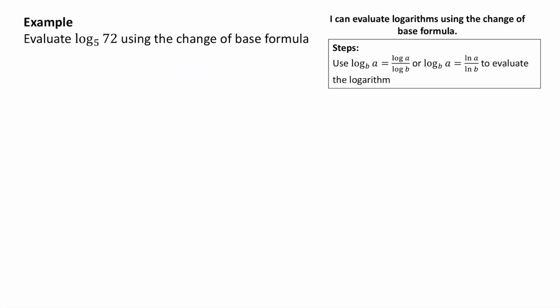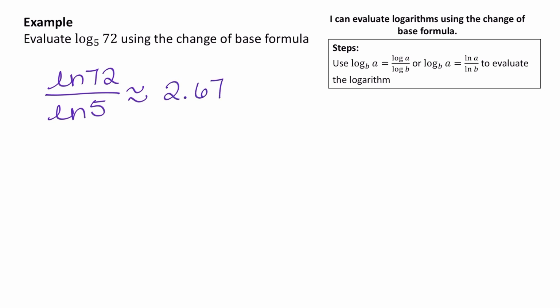So what if we want to evaluate the log base 5 of 72 using the change of base formula? Just to change it up, I'm going to use the natural log on this one. So this is going to become the natural log of 72 divided by the natural log of 5. I can just enter this in my calculator. So I'm going to do natural log of 72, enter, divided by natural log of 5, and then hit enter. When I do that, I get 2.657, and then I'm going to round to 2.